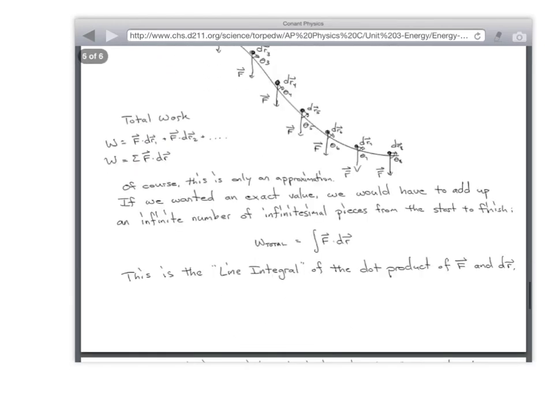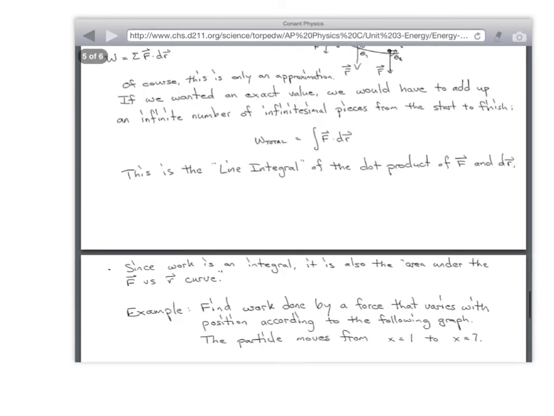This is called a line integral. Any guesses why it's called a line integral? All the multivariable people. Why is it called a line integral? Because it goes along the line. All right. It's called a line integral because it follows it. But note that it's a curved line. It's not a geometry line, which are straight. All right.